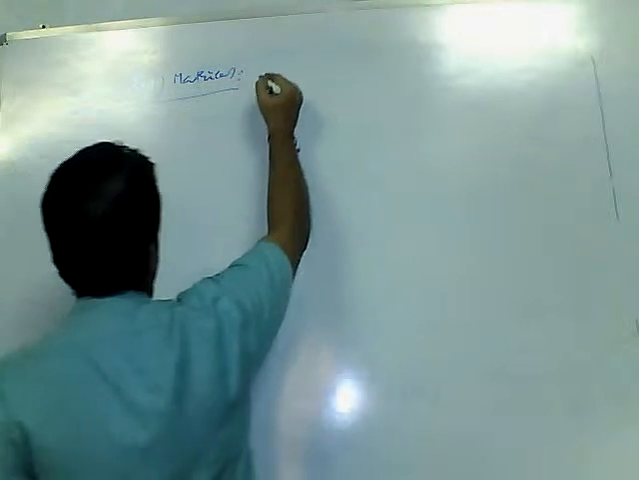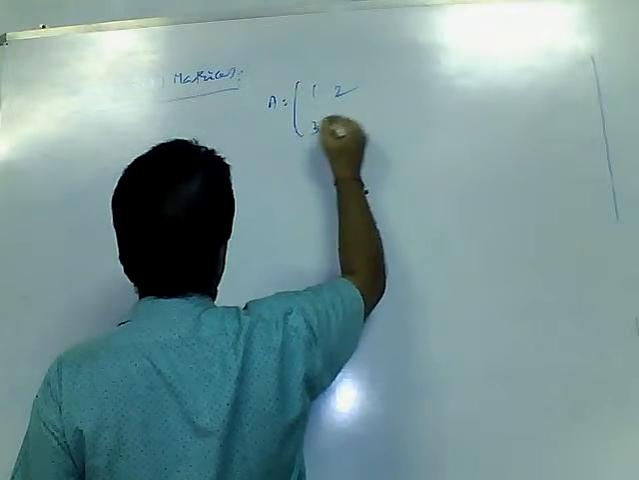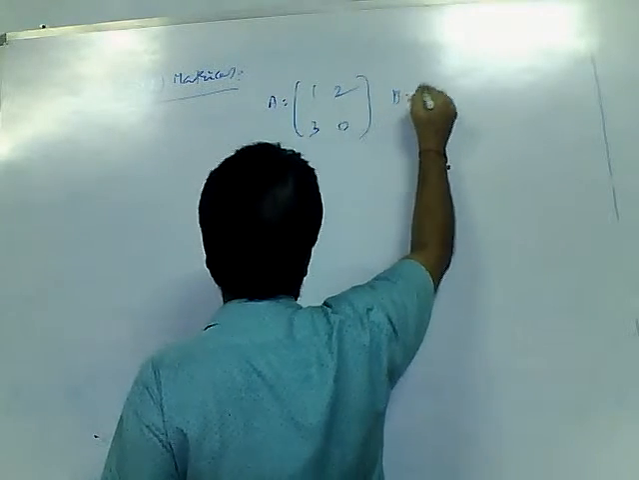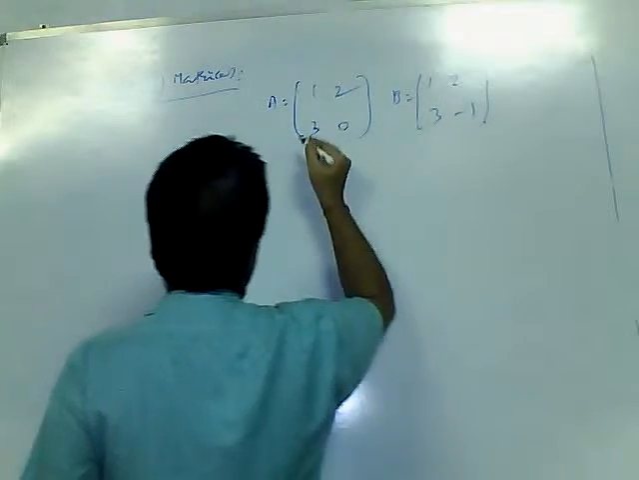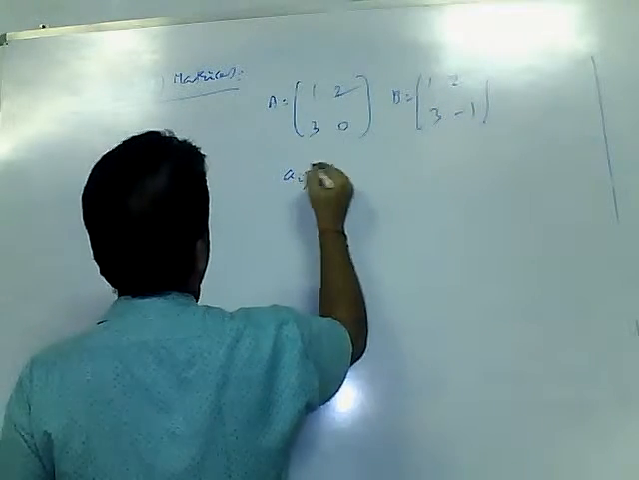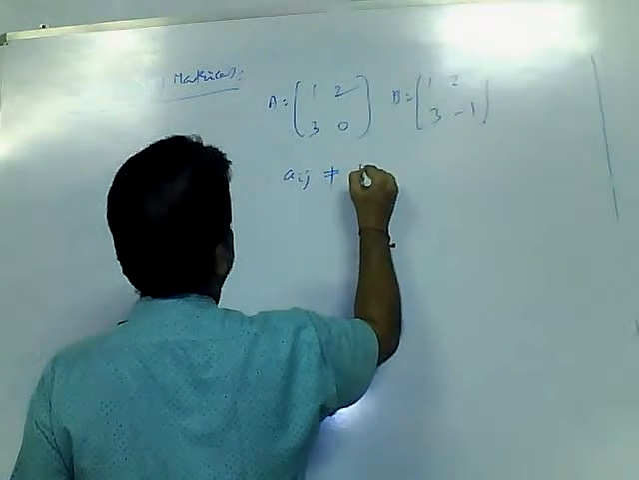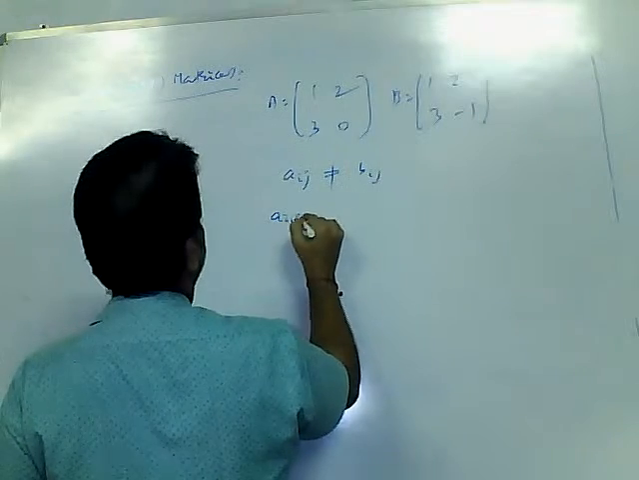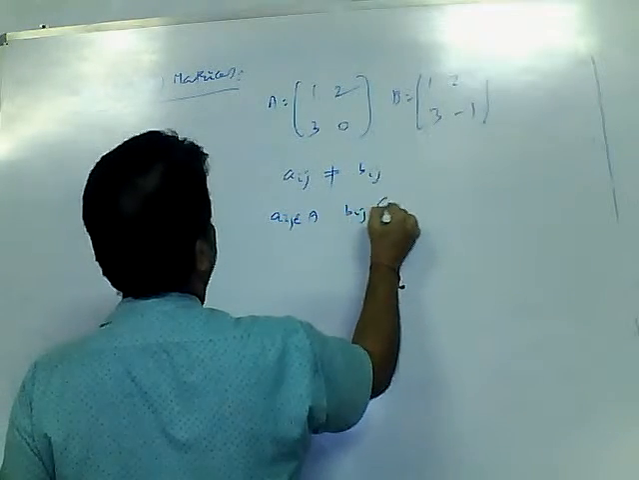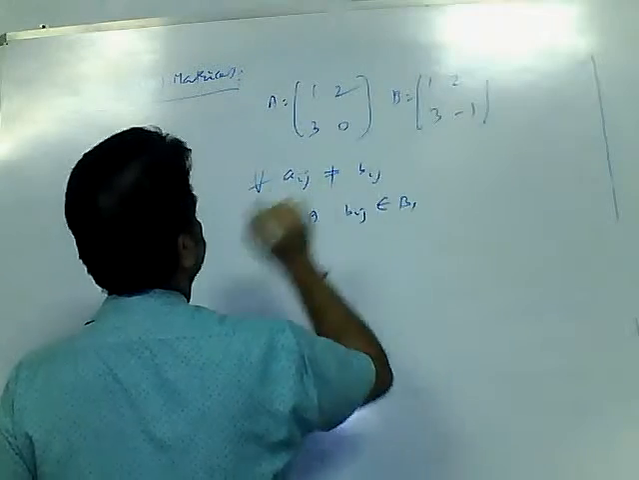Suppose A is 1 2 3 0, and B is 1 2 3 minus 1. Now for each element, Aij is not equal to Bij, where Aij belongs to A and Bij belongs to B. Every element is not equal to each other.